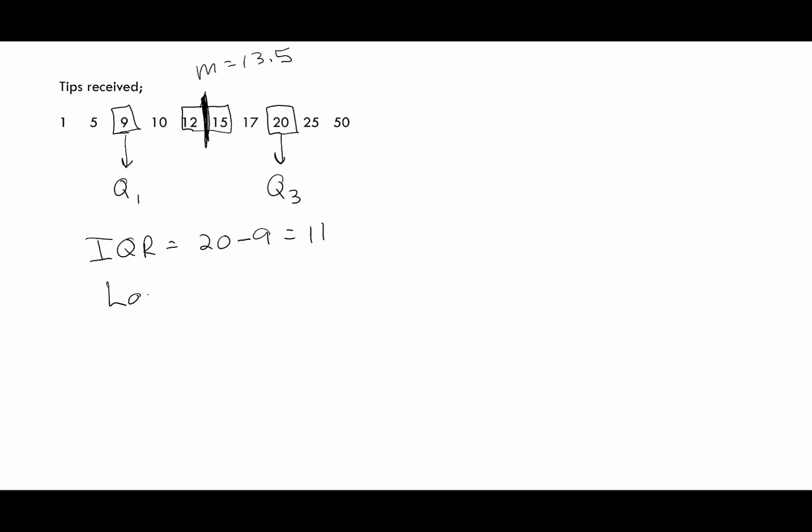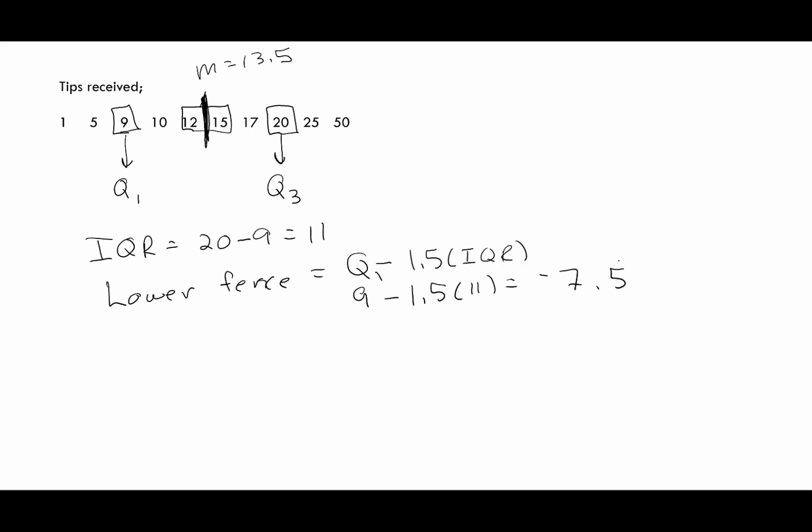All right, so my lower fence, I'm going to write it out for us. We have Q1 minus 1.5 times the IQR. So my Q1 was equal to 9. I'm going to subtract 1.5 times 11. This gives me a value of negative 7.5, which hopefully we're thinking, well, that doesn't make sense. I can't get a negative tip.